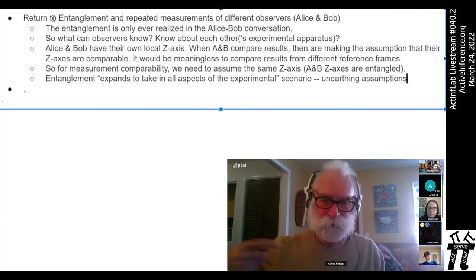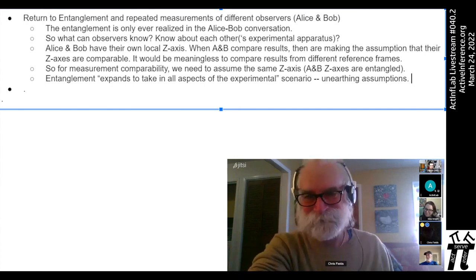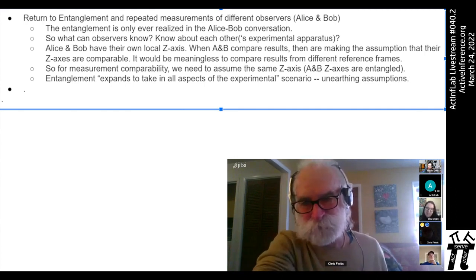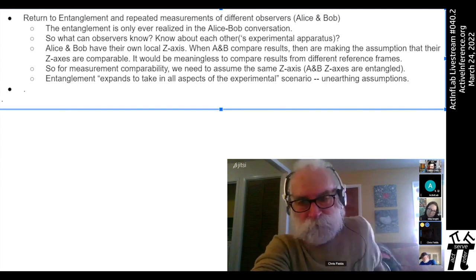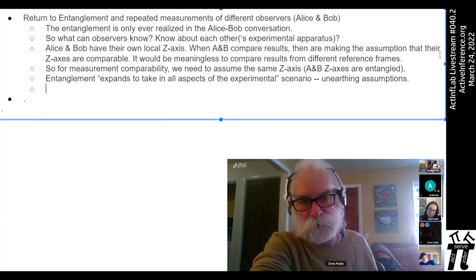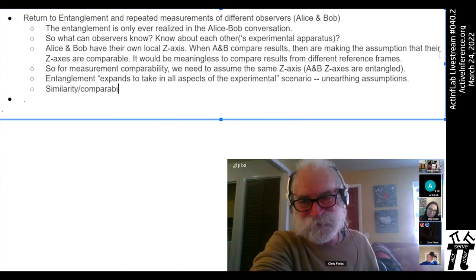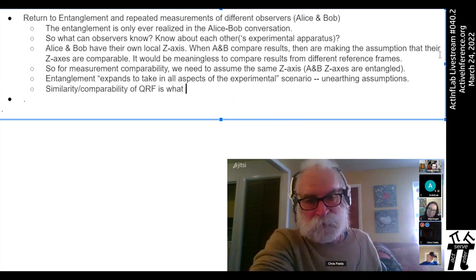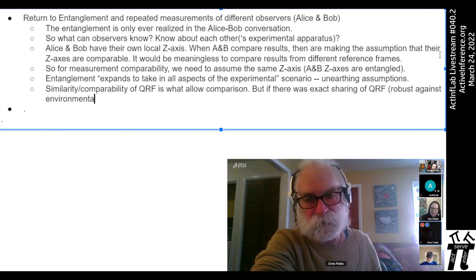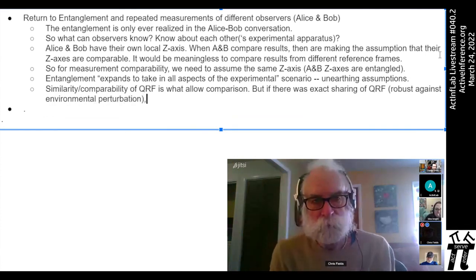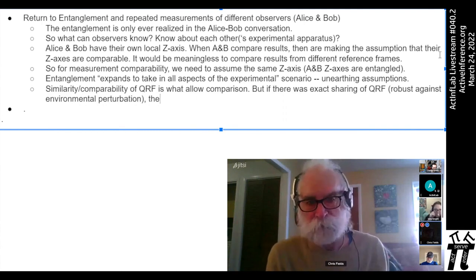So let's reel the tape back about half an hour, and we see that quantum reference frames are what make experiments comparable for an observer. It's similarity or comparability of quantum reference frames that makes comparing experiments possible for two observers. But if the two observers exactly share their QRFs in a way that's robust against environmental manipulation, then they're entangled. So we've kind of come full circle here. One can make this notion of entanglement as macroscopic as one likes.